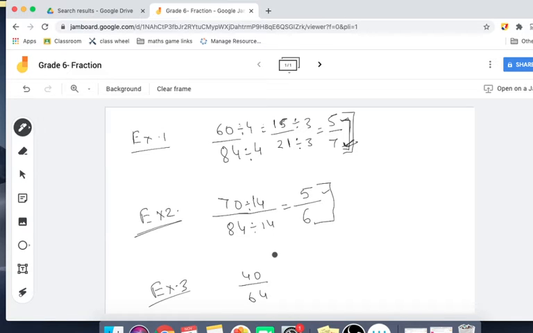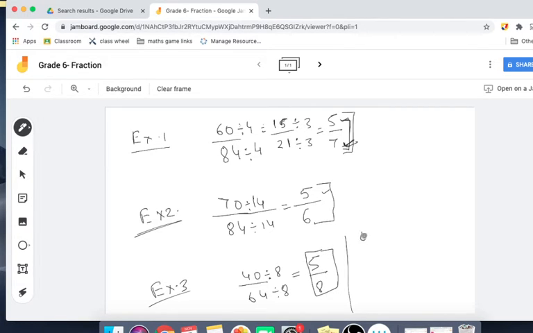Okay, have you done this question? Let's try. You can divide it with 2 or you can divide it with 4, right? Or you can directly divide it by 8. So let's try with both 4 and 8. I am doing it with 8. If you divide it with 8 directly, you will get 5 by 8 as an answer.